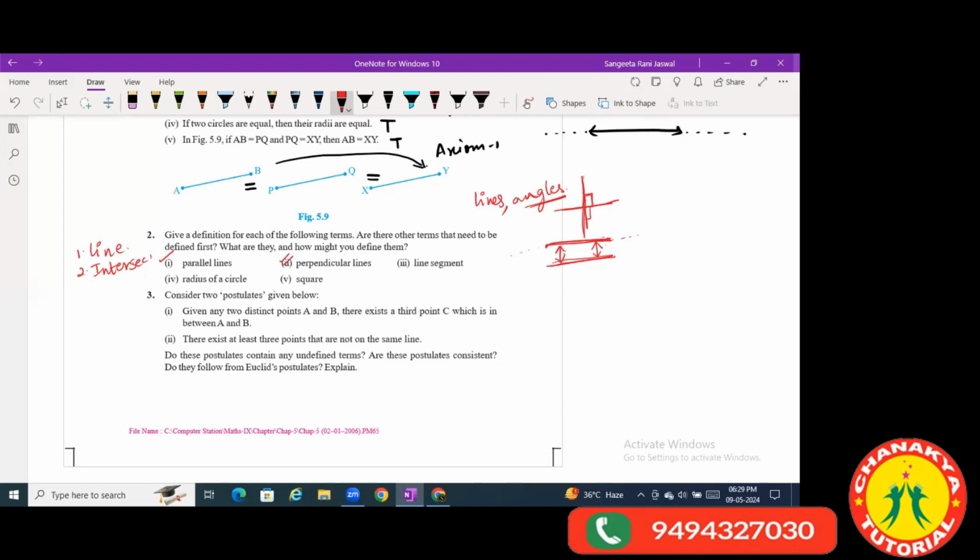Yes, children. It is asked here: are there other terms that need to be defined first? Yes, to define them, we should know about lines and we should know about angles.